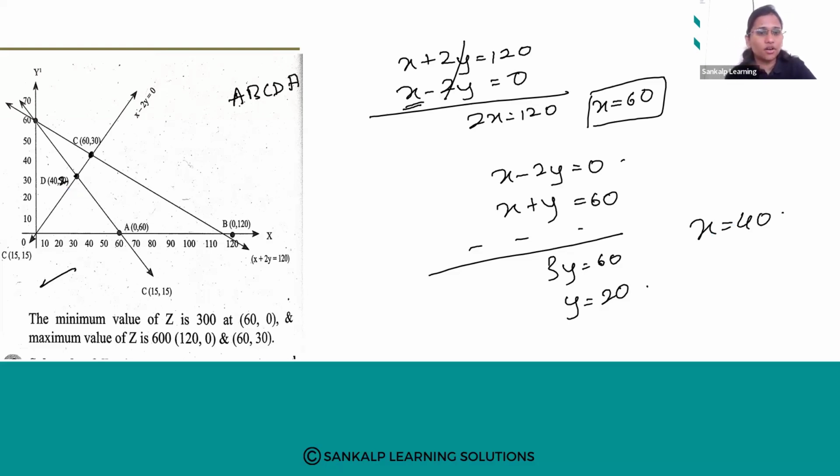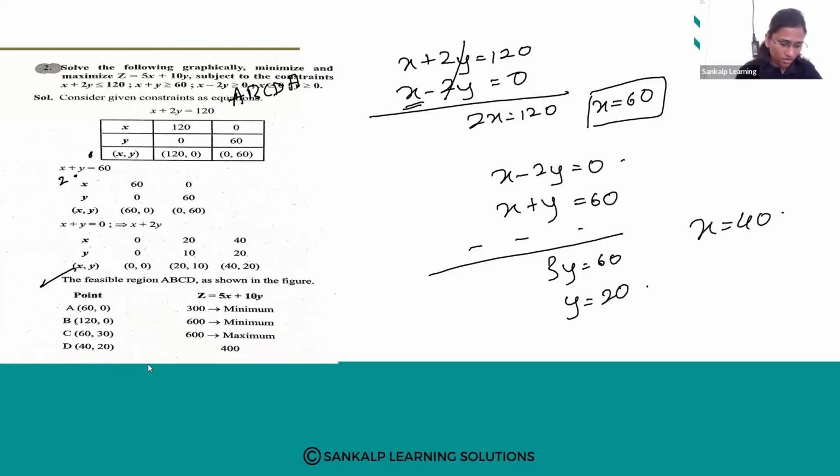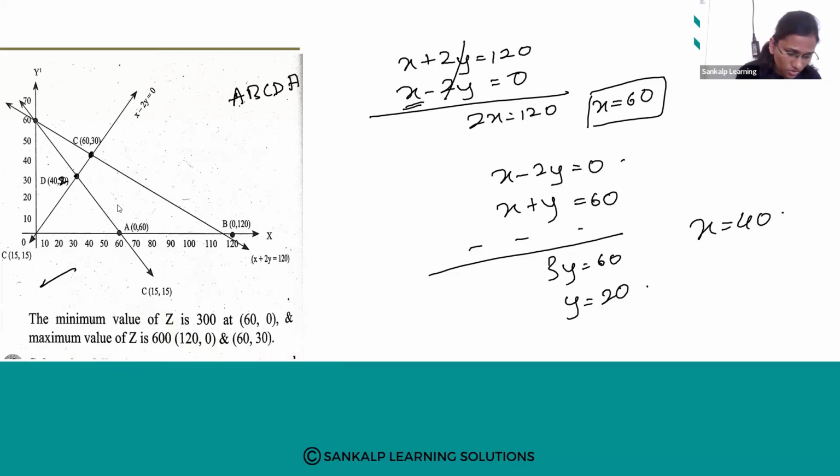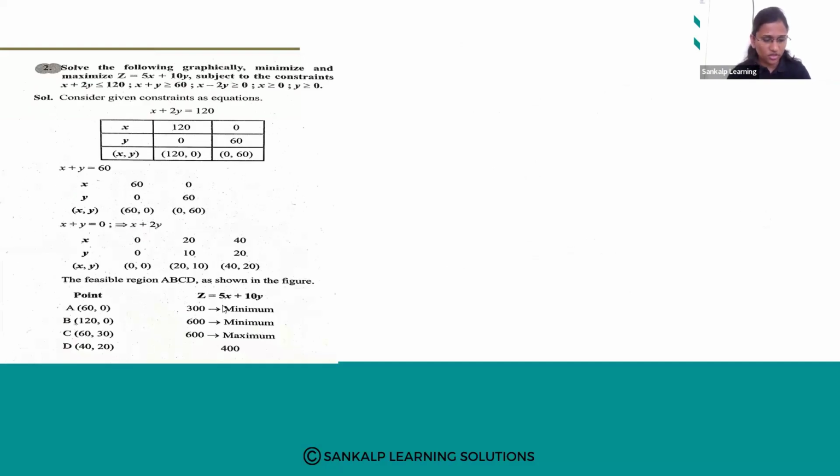Yes, so now these are your corner points. Substituting the corner points, we got 0, 60, 0, 120, 0. Look at the diagram: 60, 0, 120, 0, 40, 20, 60, 30. These are your corner points. The objective function was 5x plus 10y. So 5 into 60 is 300. 120 gives 600. 5 into 60 is 300 plus 30 into 10 is 300, so 600. Then 5 into 40 is 200 plus 200, so 400.